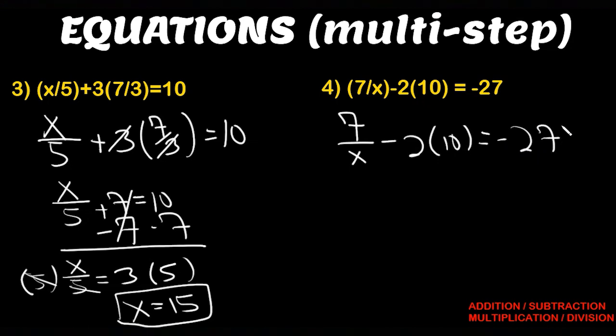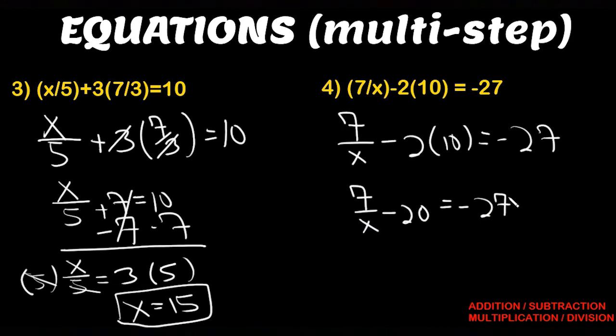So what do I do here? Well, is there anything I can combine here? I have a negative 2 times 10. I can go ahead and simplify that down. It's going to give me negative 20. So I'm going to write 7 over x minus 20 equal to negative 27.